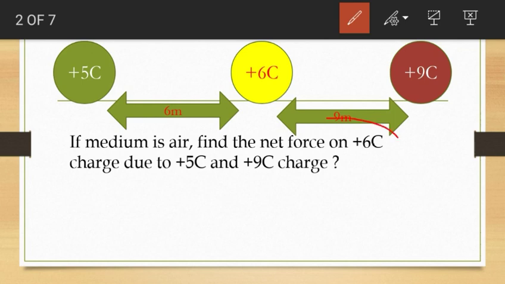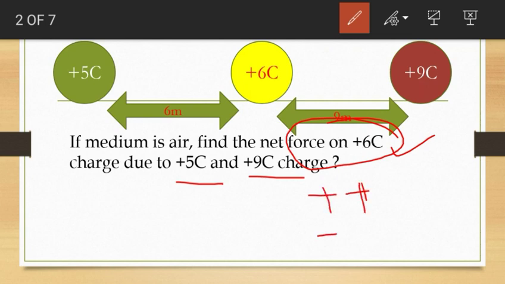On which body do we have to calculate the force? On the 6 coulomb charge body, due to the 5 coulomb charge and the 9 coulomb charge. You already know from Coulomb's law that if there are two charges, then a force of either attraction or repulsion will act between them, right? Whether it will be repulsion or attraction is given by the nature of the charges. If the two charges are the same, plus or minus, then the force will be repulsive, and opposite charges will give attractive forces, right? Here in this case all charges are the same, so all the forces here are repulsive forces, right?